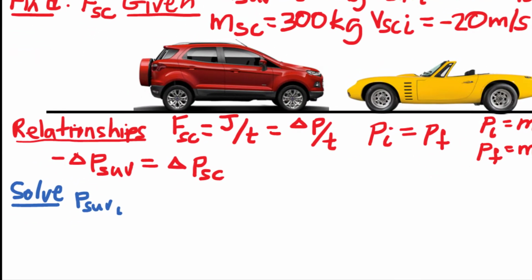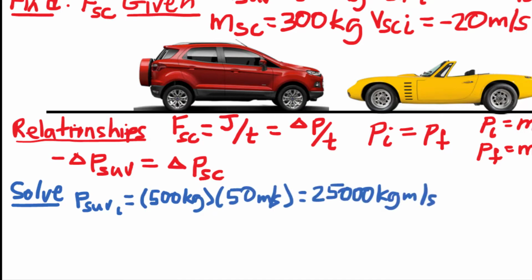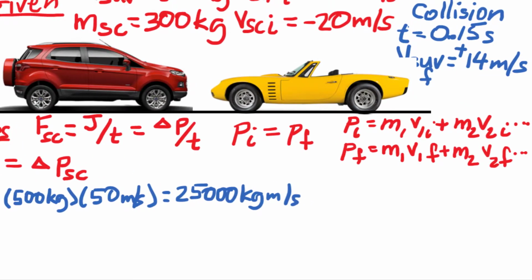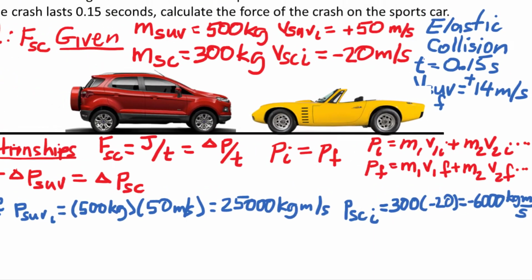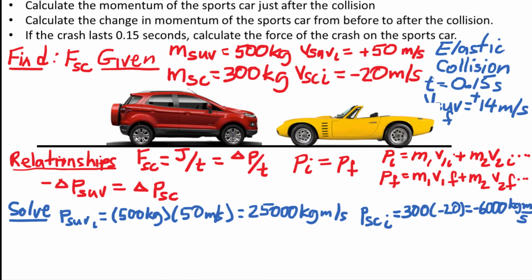Let's go ahead and solve it. The initial momentum of our SUV, that's one of the things we're being asked for, is the mass of the SUV times the velocity of the SUV, so 25,000 kilogram meters per second. Likewise, we can figure out the initial momentum of the sports car is its mass times its velocity. Remember, the velocity is negative, so we have minus 6,000 kilogram meters per second. Remember, momentum has a direction, so if we're going to the left, we have a negative momentum.